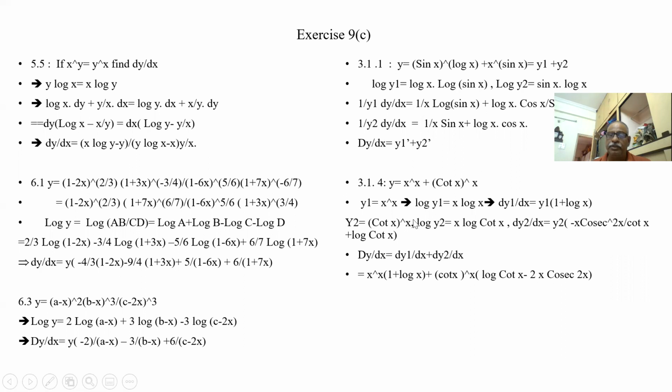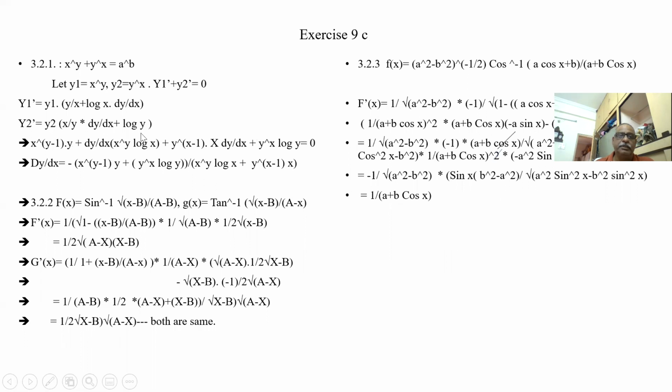So this dy by dx can be both dy1 plus dy2 by dx. Next thing, x to the power of y plus y to the power of x is equal to a to the power of b. This is a constant. A to the power of b means what? It is a constant. Again, same, y1 plus y2 is constant. When I do differentiation, y1 dash plus y2 dash is 0. So I have to find out individual y1 dash and y2 dash.